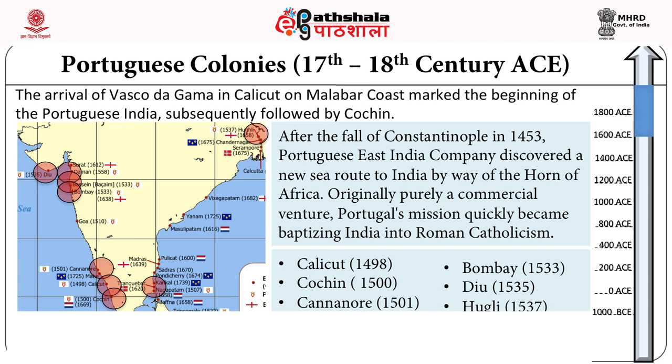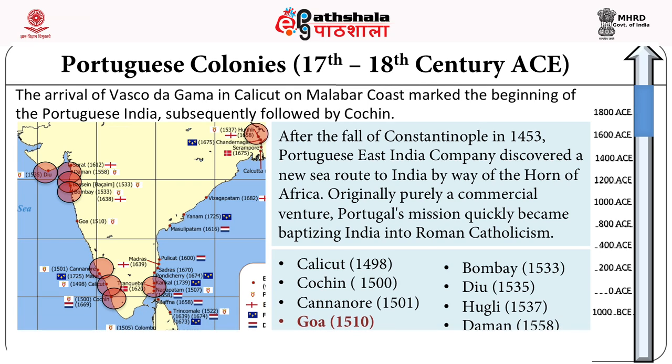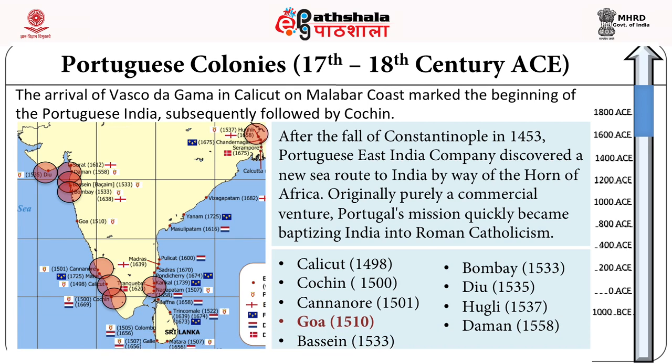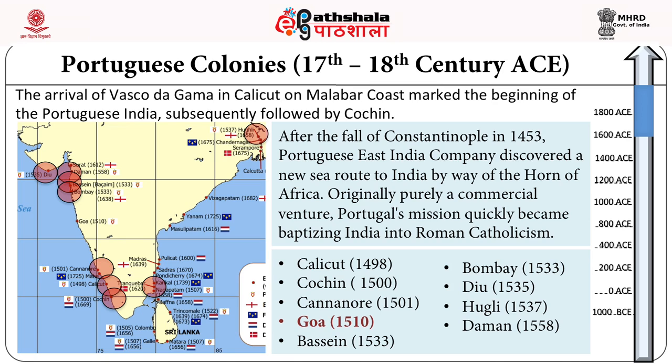Originally purely a commercial venture, the Portuguese mission quickly became baptizing India into Roman Catholicism. And the significant cities of that period of time were Calicut, Cochin, Cananore, Nagapattinam, Goa, Bombay, Basin, Diu, Hooghly, and Daman. So these were both on the western coast as well as the eastern coast, as you can see in this drawing.